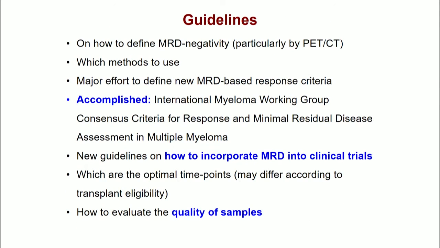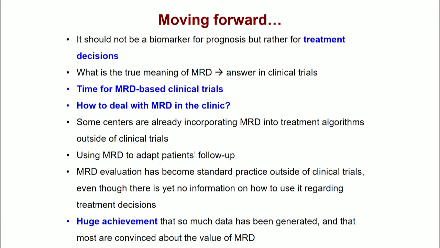And so it's important to have guidelines. Now, we have already accomplished at least the standardization of the guidelines, but we need guidelines about the incorporation of the MRD into trials. Do we do the testing at the same time point in transplant patients? And how about the quality of the samples? We need strict guidelines: if it's an MRD negative result, was it a good sample? And to have a quality assessment.